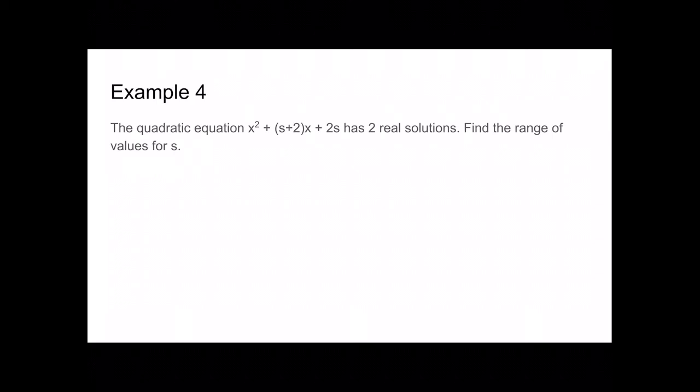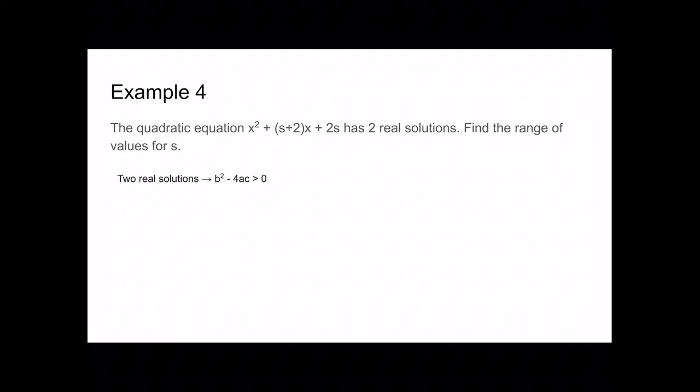Alright, example 4. The quadratic equation x squared plus (s plus 2)x plus 2s has 2 real solutions. Find the range of values for s. Okay, so you must be seeing s plus 2 x. Don't worry, it's the exact same process, okay? So s plus 2 is basically your b value. It doesn't really change much. So b equals s plus 2, basically.